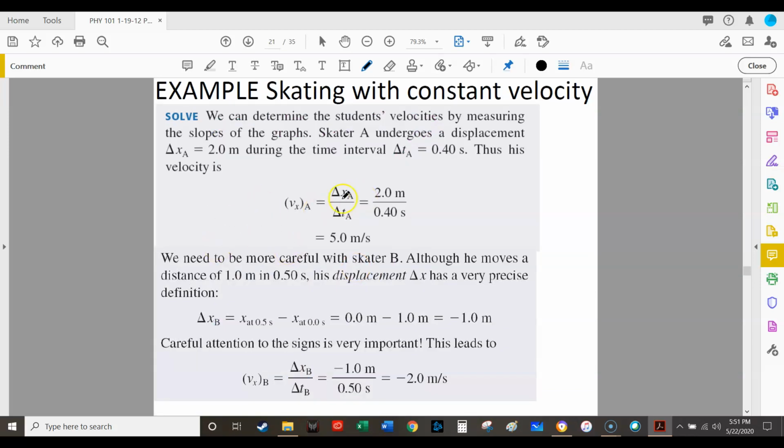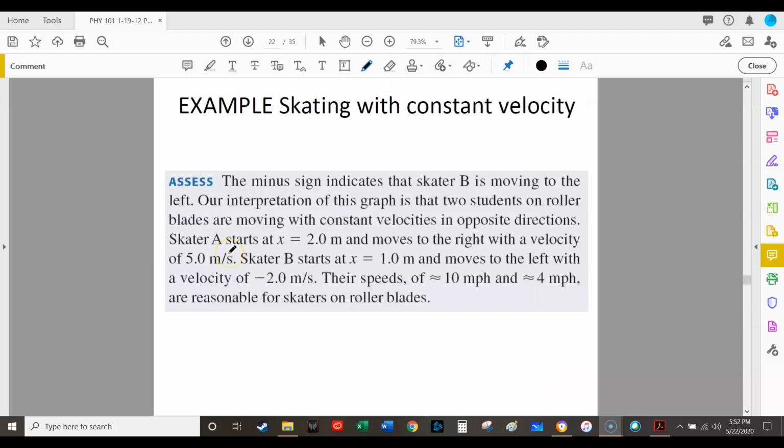Okay. And so that's what this interpretation is. So that's kind of what they're talking about here. They're talking about the first skater that was traveling to the right, and they traveled to the right a displacement of positive 5 meters over the period of 1 second. And the other skater, skater B, was traveling to the left a total displacement of negative 2 meters over the period of 1 second. And so I just wanted to put that on there as an example that you could read through to just reference what we've been doing.